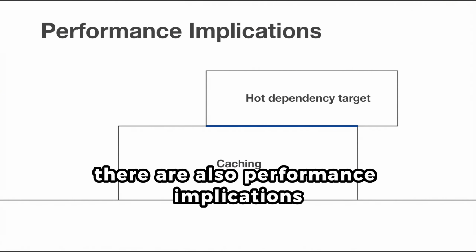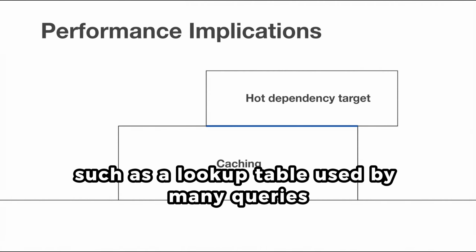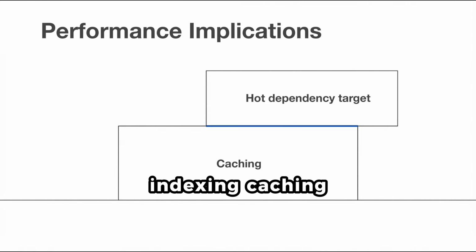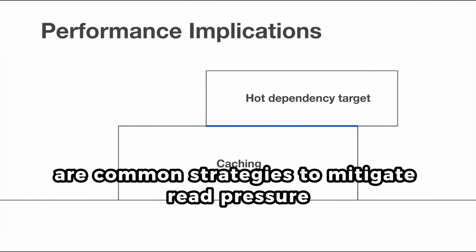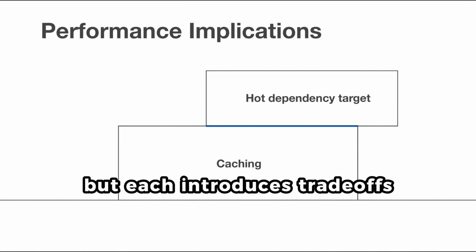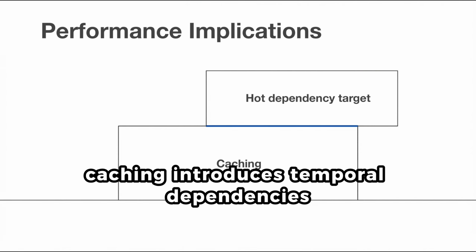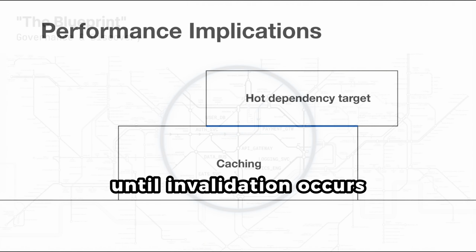There are also performance implications. Hot dependency targets, such as a lookup table used by many queries, can become bottlenecks under load. Indexing, caching, and materialized views are common strategies to mitigate read pressure, but each introduces trade-offs in freshness and complexity. Caching introduces temporal dependencies. Cached values may diverge from authoritative sources until invalidation occurs.